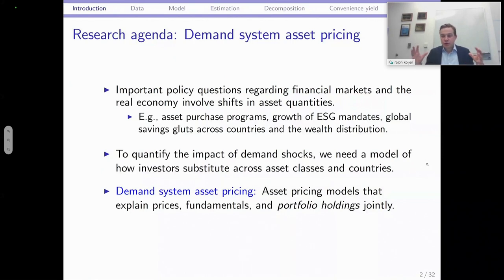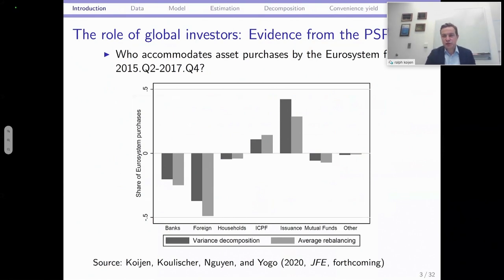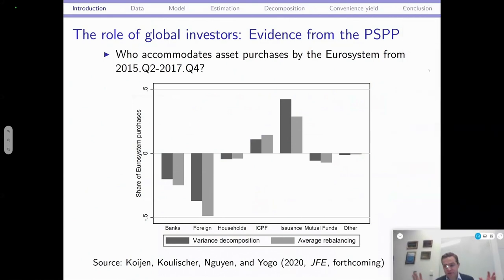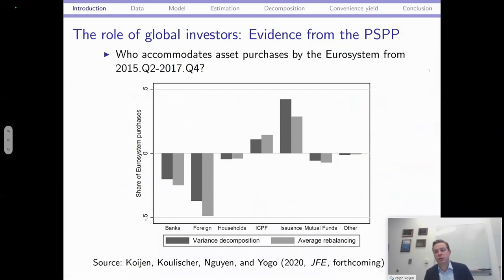Now, why is it important to have a global model of demand? One way to see that is to go back to the PSPP and look at who accommodated the asset purchases by the Eurosystem between 2015 and 2017, for which we had data in our earlier project. The way to read this graph is that when the Eurosystem purchases 1 euro of government bonds, who is selling, how are those purchases accommodated? What you see on the horizontal axis here are different sectors. So we have banks, we have foreign investors, those outside of the euro area, households, long-term investors, insurance companies and pension funds, mutual funds, and then the leftover category.